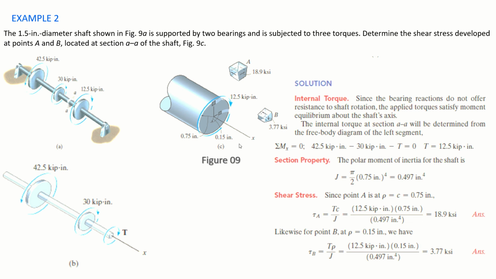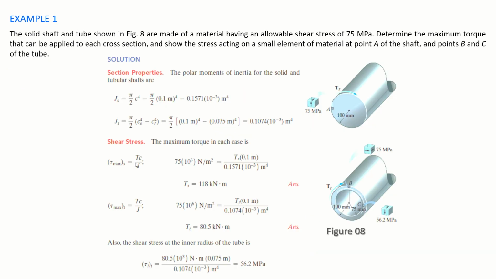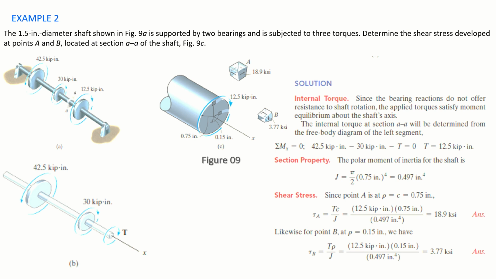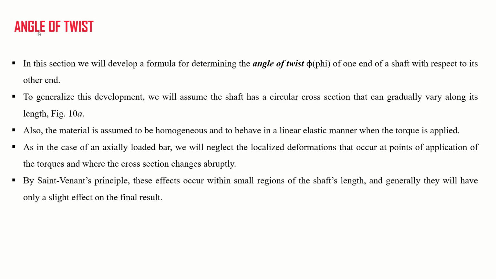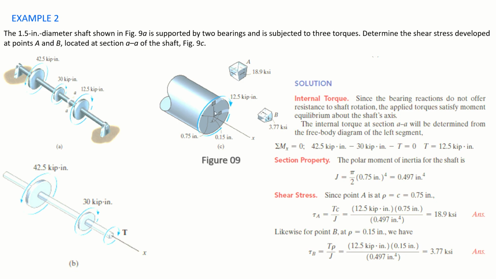So these are two of the examples that show how we can find the section property for different geometries, and how we can find the shear stresses, for example in this case, and in the previous example how we can find the torsion in different cases, where T was required. So this was all about the first section where we can relate the shear stress with the torsion, and we can find the section properties. In the next video, we will discuss the angle of twist and all the details related to it. So thank you very much.